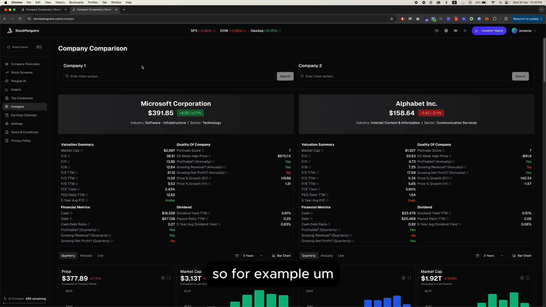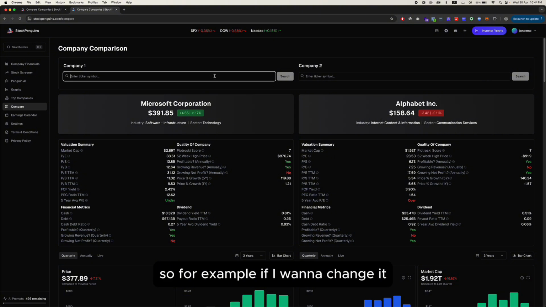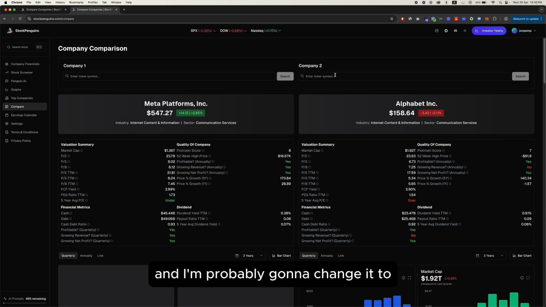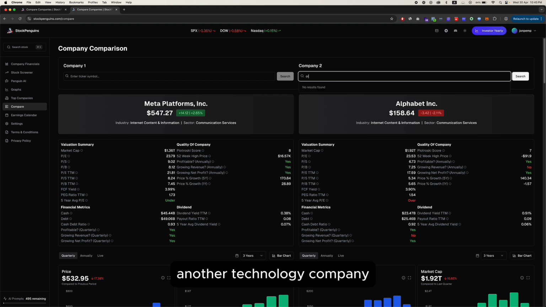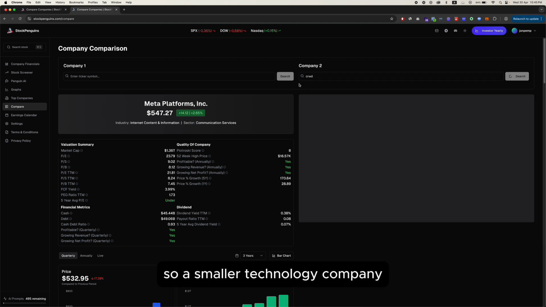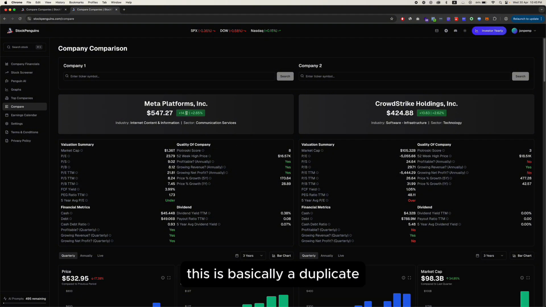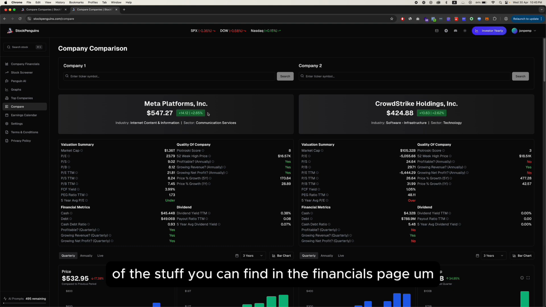So for example, here I'm comparing Microsoft and Google. If I want to change it, I'm going to change it to Facebook, a technology company, and then another, smaller technology company in cybersecurity. This is CrowdStrike right here. And you can see this is basically a duplicate of the stuff you can find in the financials page.